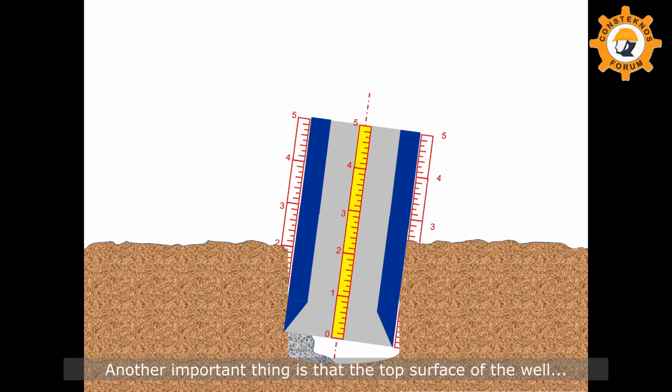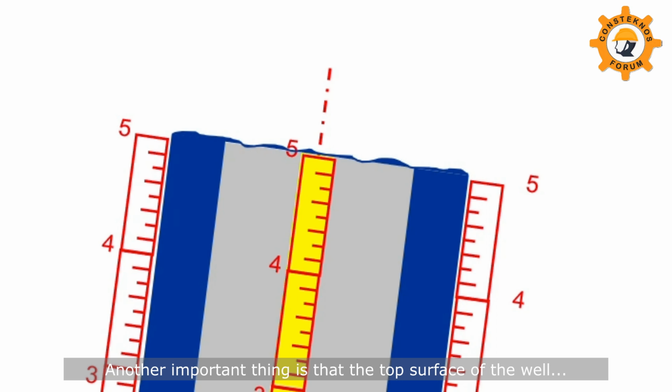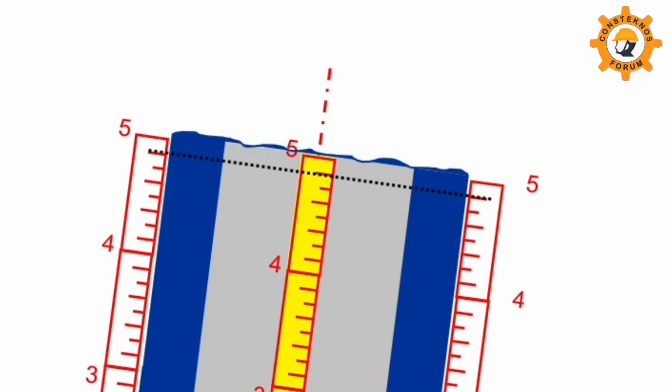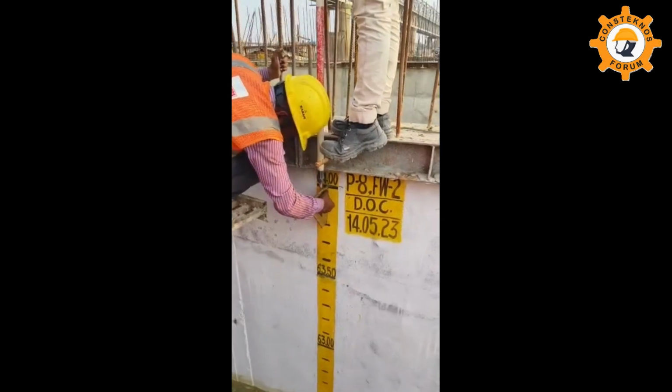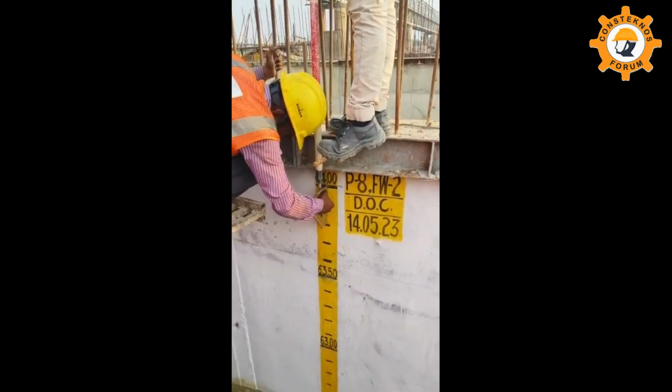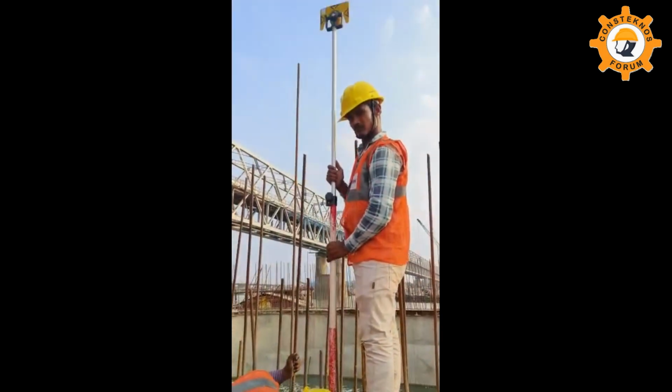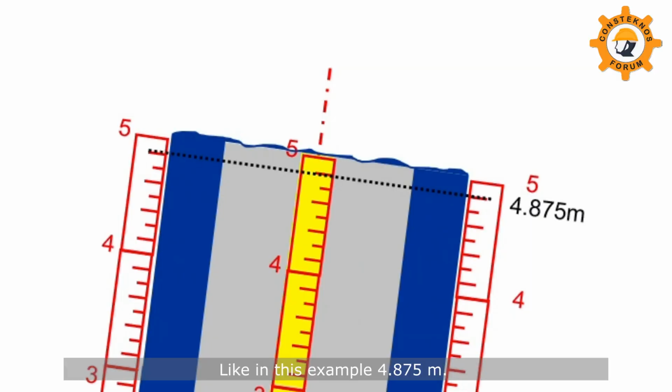Another important thing is that the top surface of the well cannot be cast perfectly flat. There will always be some irregularities. So, while taking the level for tilt measurement, it should be taken on the gauge marking, and all the levels on the 4 gauges should be taken on the same gauge reading. Like in this example, 4.875 meter.